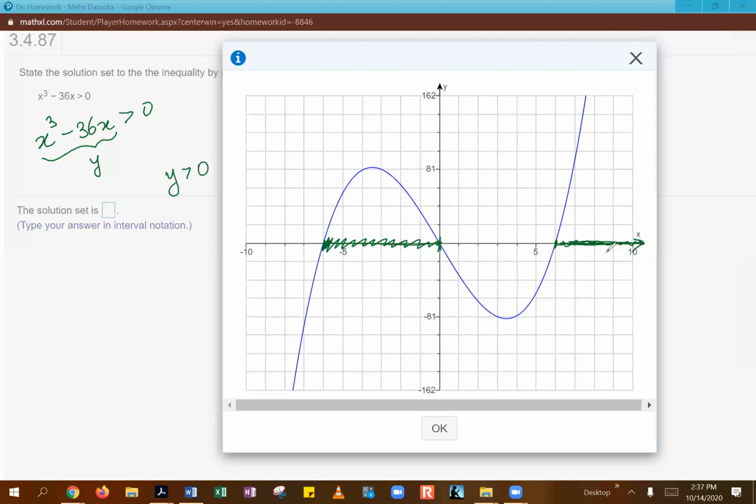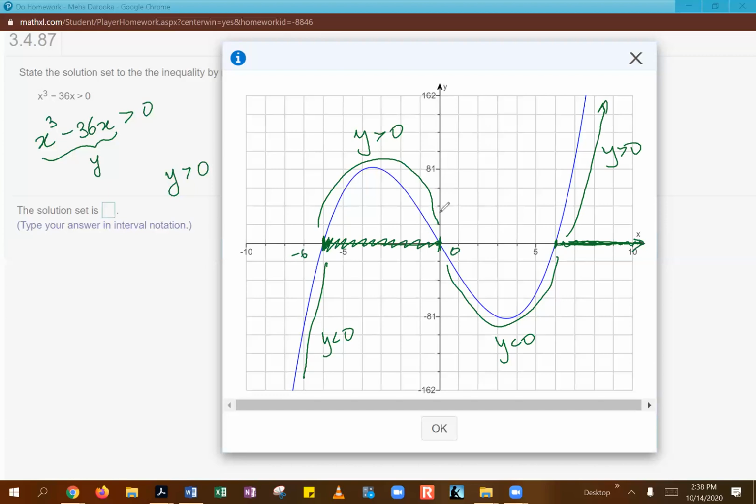So where your y values are positive, of course you can see for this part of our graph, the y value is positive. Over here, of course, the y value is negative, since this part of our graph is below the x-axis. And then this portion here, again, your y values are positive. So yeah, very nice. Going from -6 to 0, all the y values are going to be positive. And then going from +6 to infinity, same thing, all the y values are going to be positive.